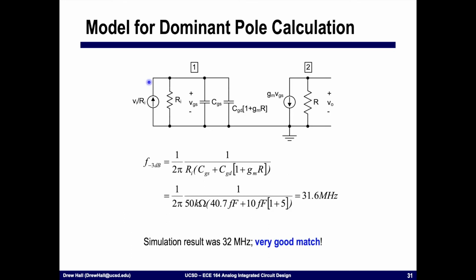All right, so how does this do relative to actually simulating the circuit in SPICE? If we plug in all of these numbers, we would estimate the minus 3 dB frequency at 31.6 megahertz. And if you recall earlier in the presentation, I showed you that the actual simulated frequency was 32 megahertz. Okay? And so this is a very good match in terms of hand calculations to simulation values, given the limited effort that we put in to get there.